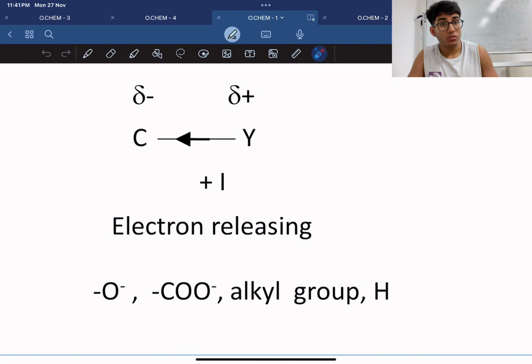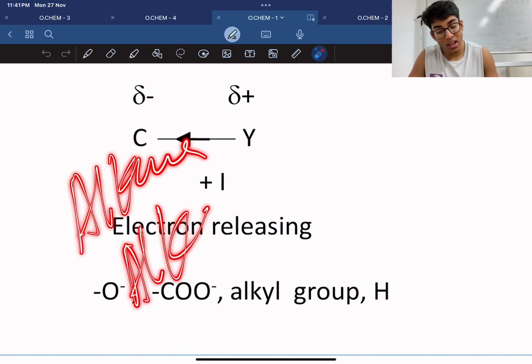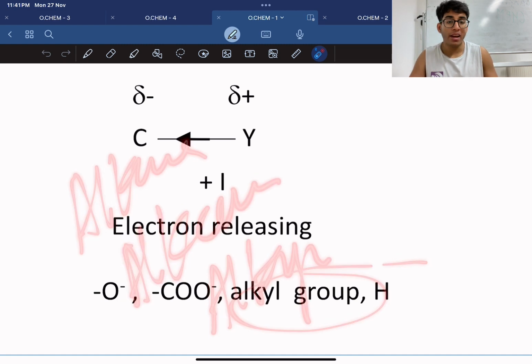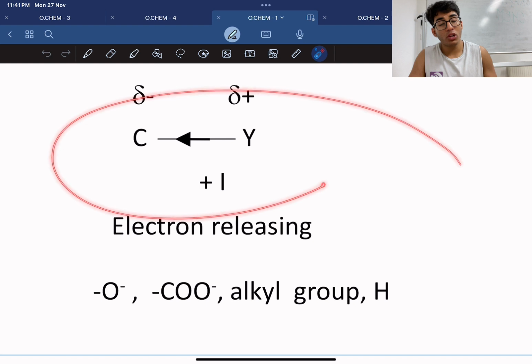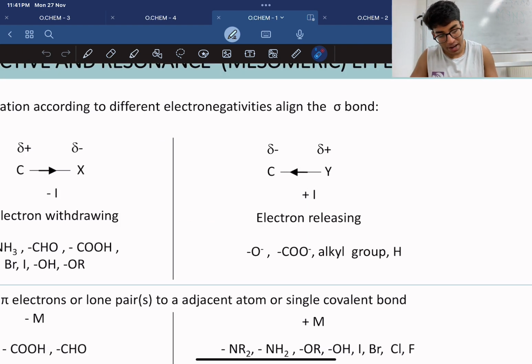Alkyl groups. What's an alkyl group? Can be an alkane, an alkene, or an alkyne. All of these come inside alkyl groups. They are also electron releasing, electron donating, whatever. NH, need to learn this.